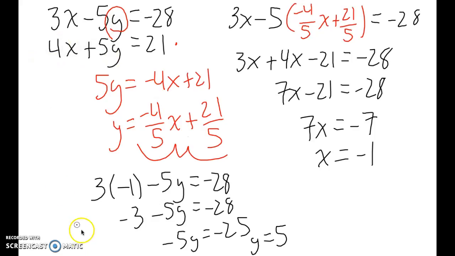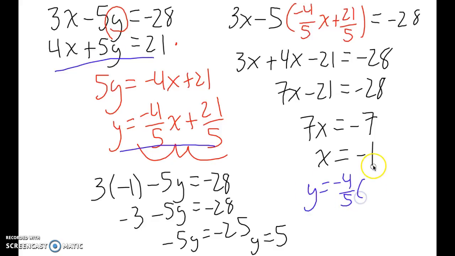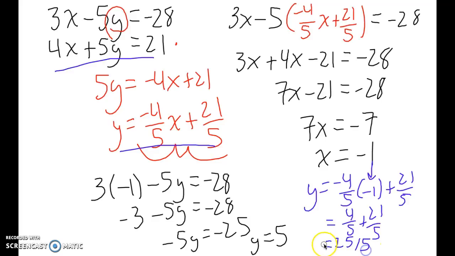Same thing would have been true had I substituted into this equation or even this equation. Notice if I would have just said y equals negative 4/5 x plus 21/5, but instead of x, negative 1, I get 4/5 plus 21/5, also known as 25/5, or 5. So any of those equations would work to solve and get your answer. It's just whichever one seems easiest to you.